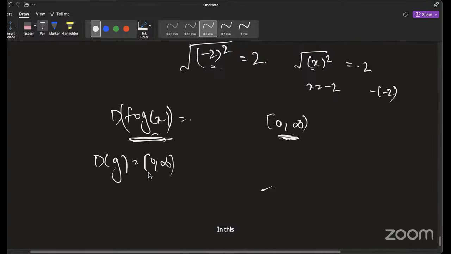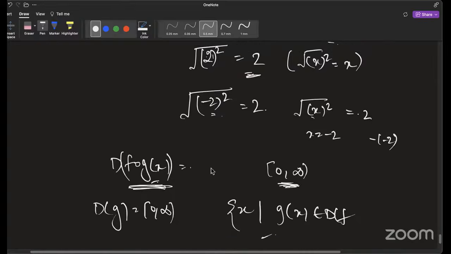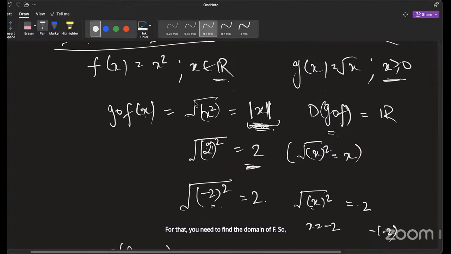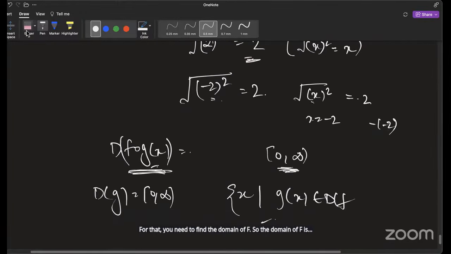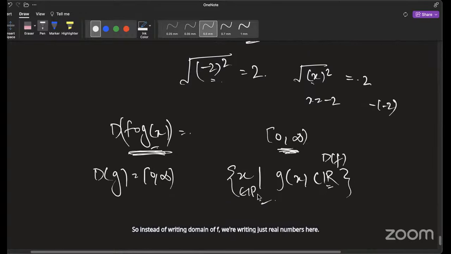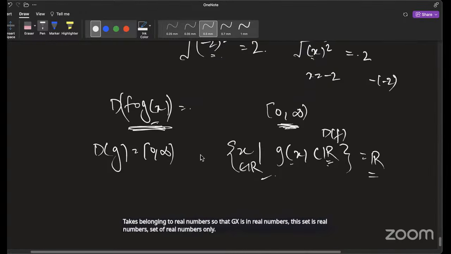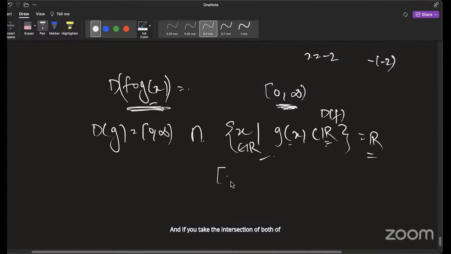In this example, your domain of g is 0 to infinity. Then the other set is where your g of x belongs to the domain of f. For that, you need to find the domain of f. The domain of f is real numbers in this particular example. So instead of writing domain of f, we're writing just real numbers here. The x belonging to real numbers such that g of x is in real numbers. This set is the set of real numbers only. And if you take the intersection of both of these, you'll get 0 to infinity. That's how you get this.